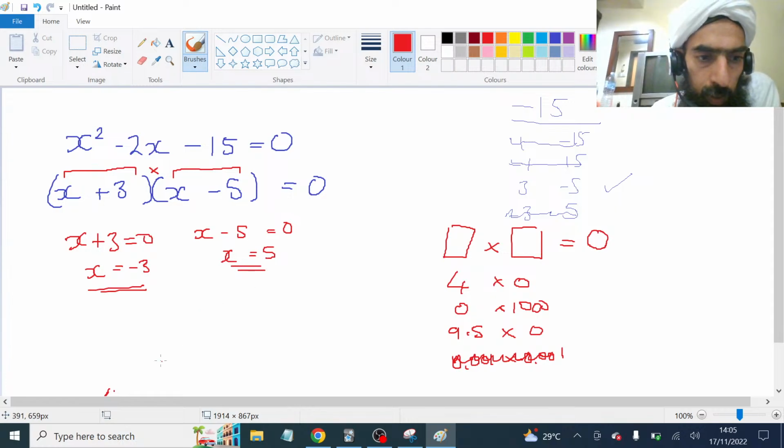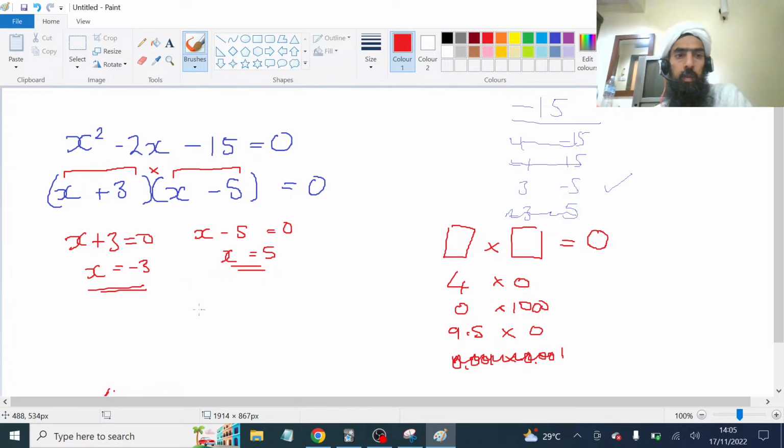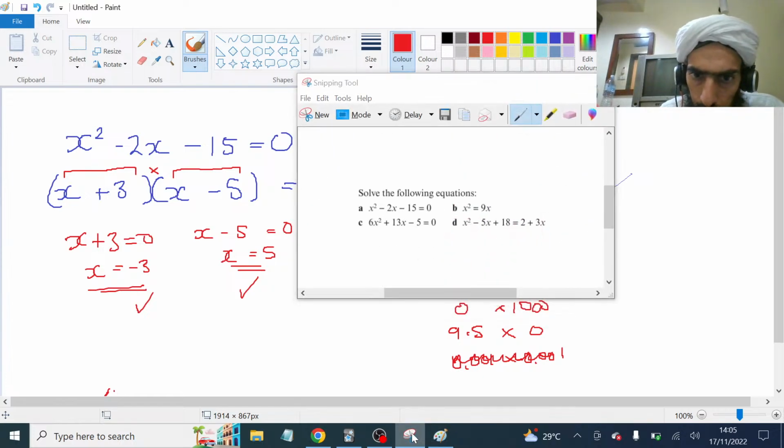So in this type of equation, you always get two answers. In this case, x equals minus 3 is one answer, and x equals 5 is the other answer. You cannot stop until you get both answers. Let's go on to the next one.